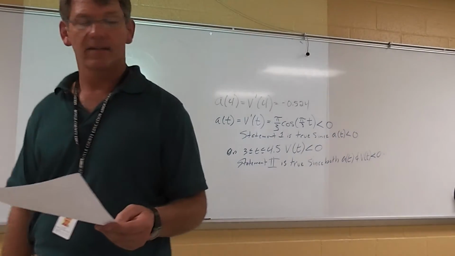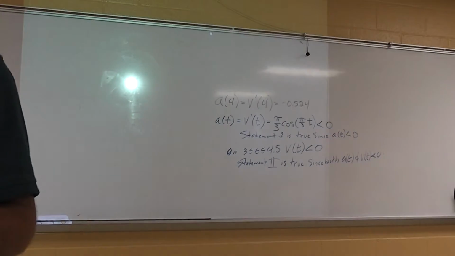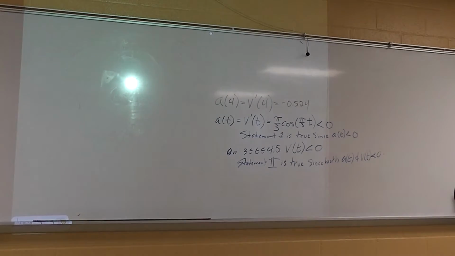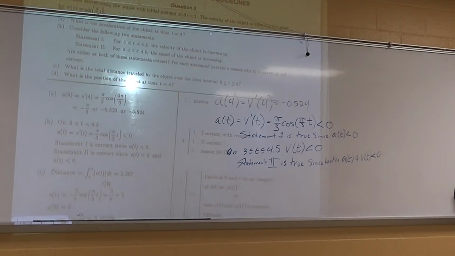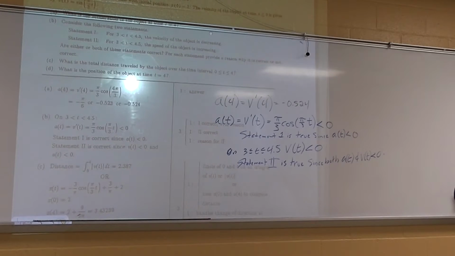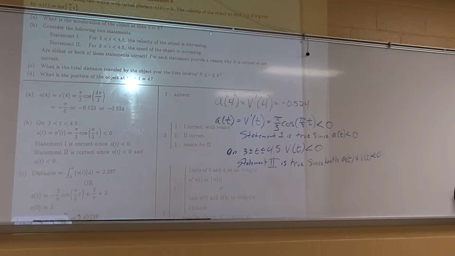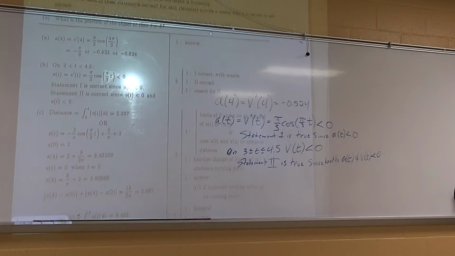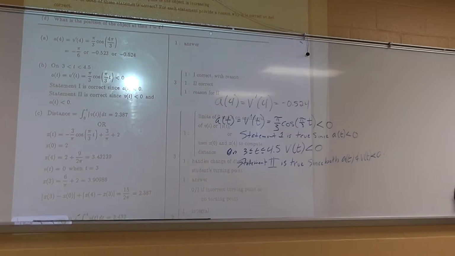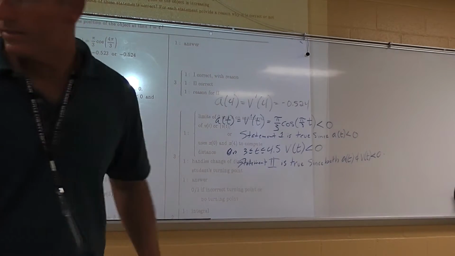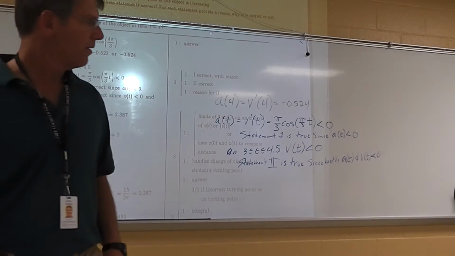2.387 is correct. I got the integral from 0 to 4, the absolute value of sine of pi over 3t dt. Okay? That will work. Now, there are different ways to get this. You can earn your points a number of different ways here. Let me erase this other stuff.